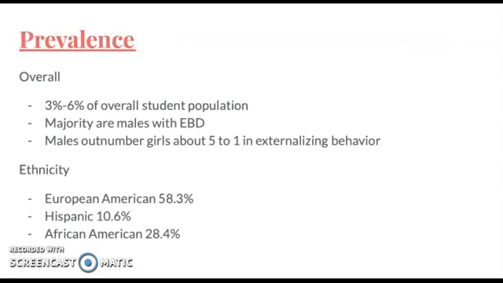The prevalence for this is that overall 3 to 6% of the student population are affected by this. Majority are males with EBD, and males outnumber girls about 5 to 1 in externalizing behavior, which I will talk about later on. In the city, it affects mostly European American with 58.3%. Second is African American with 28.4%, and then Hispanic at 10.6%.